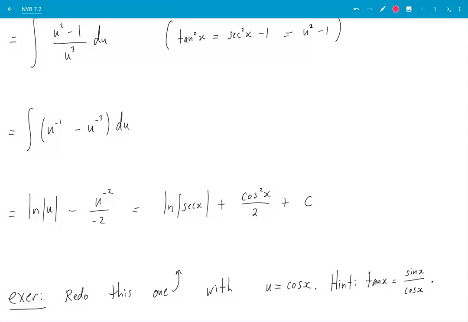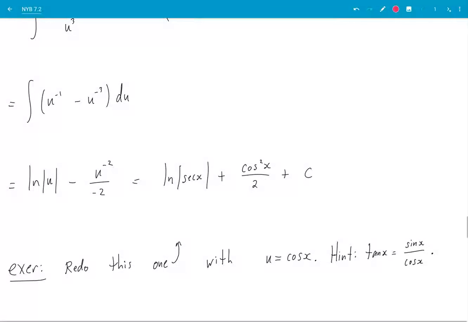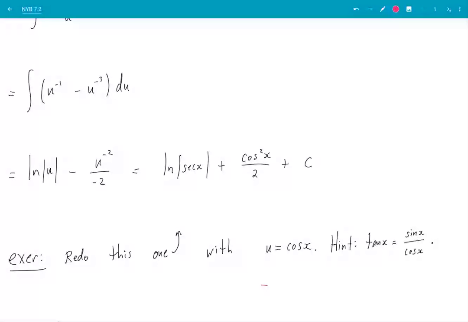Exercise. I want you to try this one again. This time, do u is equal to cosine of x. So I'll be converting the tan into sine over cos. And just for fun, try to make this work. I know it will work. Maybe more labor intensive. You see how I end up with a ln secant here? Because you're choosing cosine here, you're probably going to end up with a negative ln cosine of x.